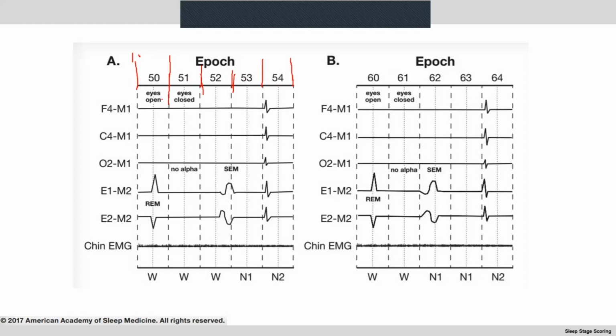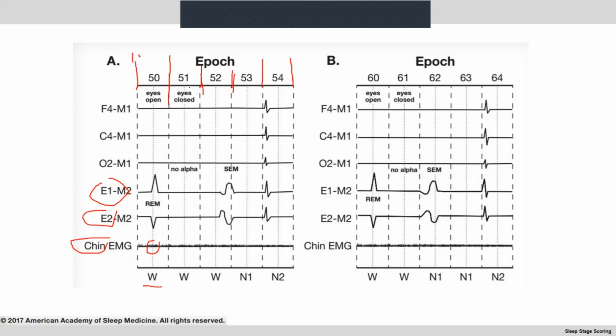So this is your EEG going on. This is generally showing normal alpha kind of EEG activity. This is the EOG, just a pictorial representation of that. So if rapid movement is there, chin EMG is also high and eyes open, that is called wake.